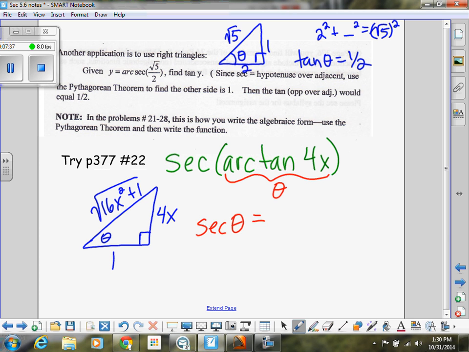What would that be? Hypotenuse over adjacent, which is the square root of 16x squared plus 1, over 1. Okay, so you don't have to write the 1, you could just write this. So notice that we didn't have an actual value, we just had an expression for the secant. We're good with that? Good. So that's kind of a review of the pre-calc or the trig, whenever you learned that. Now for the calculus.